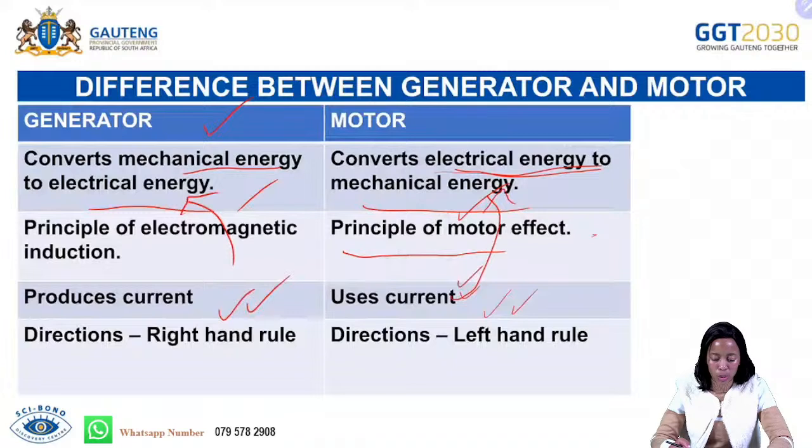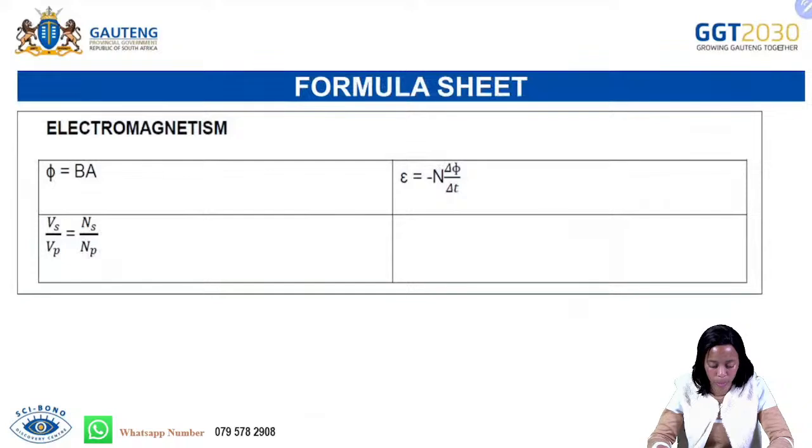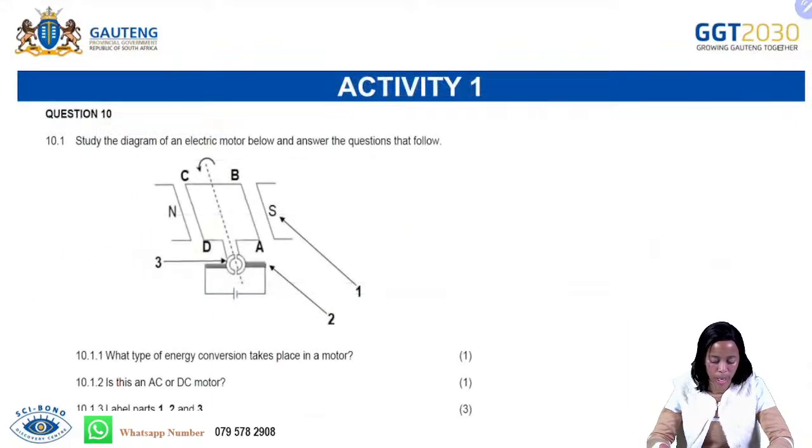So you need to make sure that for the examination, you know all of these that we have here on the table. And then again, when it comes to the formula sheet, make sure that you know how to use these formulas here. So your EMF and these ones for your transformers there. Okay.